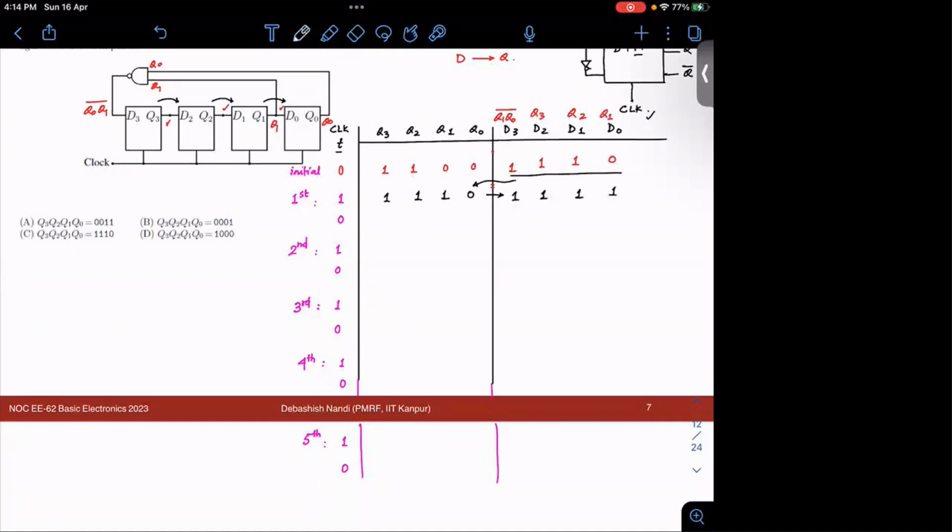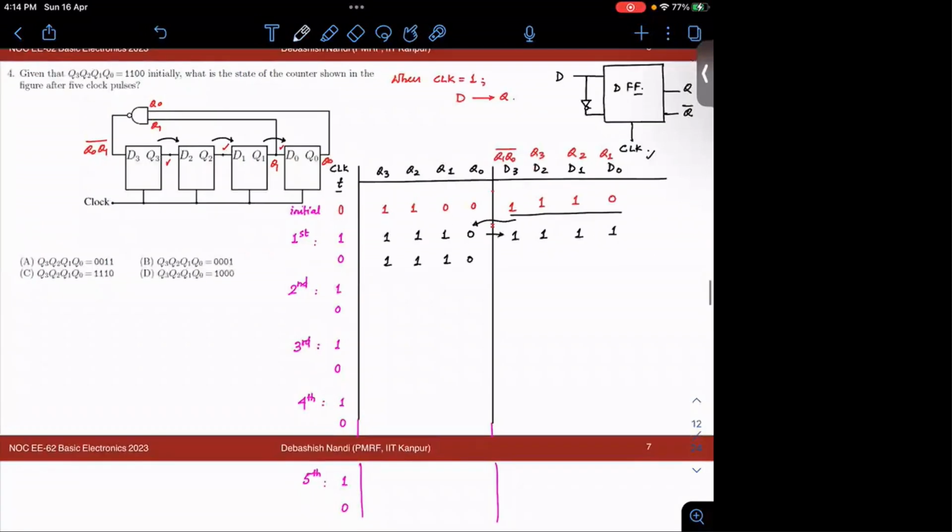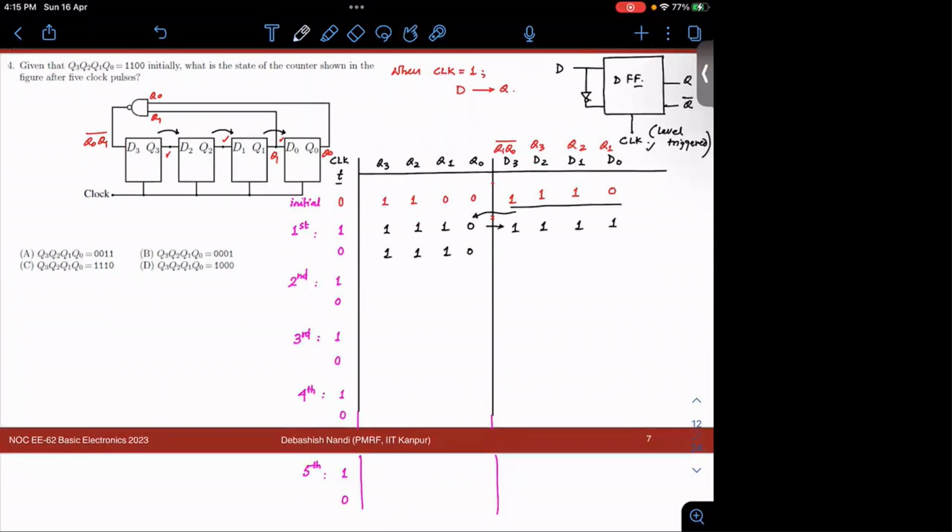Now, when the clock goes low, the Qs will get stored in the same fashion, because Qs will not change whenever your clock is low, because it is level triggered. It is level triggered. And how do you know it is level triggered? You know this from this symbol, right? Because there is no arrow sign. And similarly, your D3 computation will remain the same.